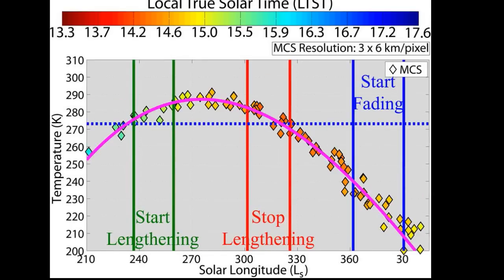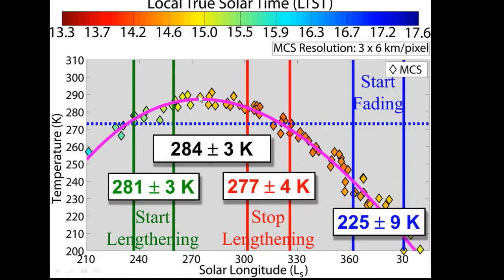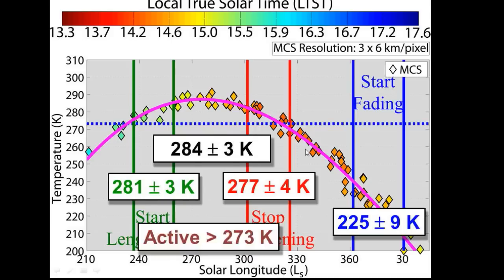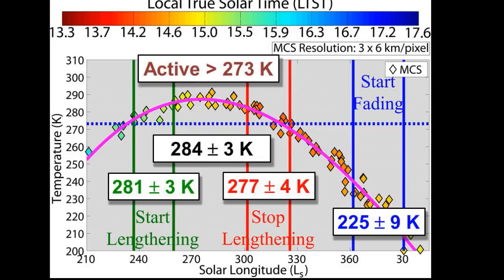So here's the MCS data. Again, we fit a nice line to it. This is more like 3 p.m., same poor resolution. But again, what we're seeing is very warm temperatures. We're seeing temperatures above 273 K when the RSLs are active, and below 273 K when they're not active. We do not think this is just a coincidence.